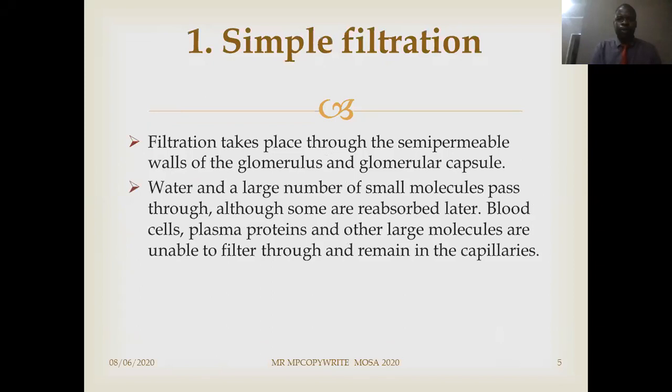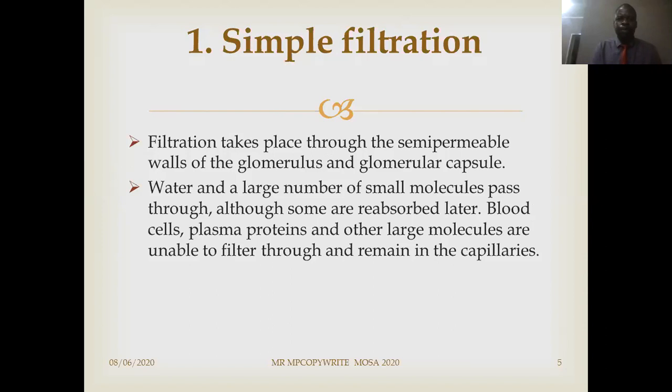We start with simple filtration. Filtration takes place through the semi-permeable walls of the glomerulus and glomerular capsule. Water and a large number of small molecules pass through, although some are reabsorbed later. Blood cells, plasma proteins, and other large molecules are unable to filter through and remain in the capillaries.